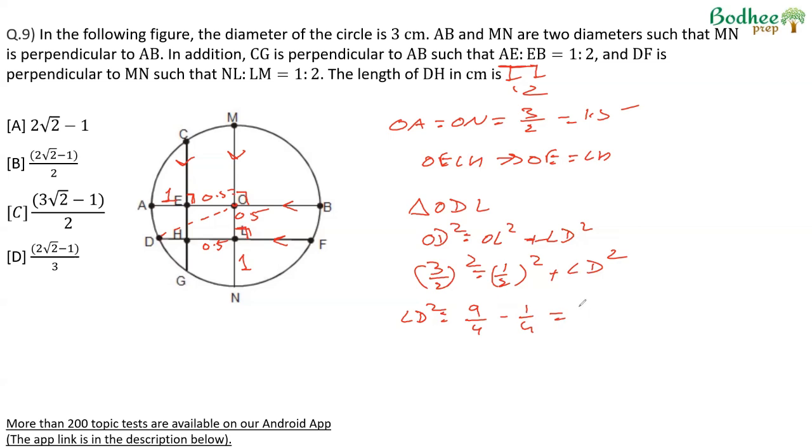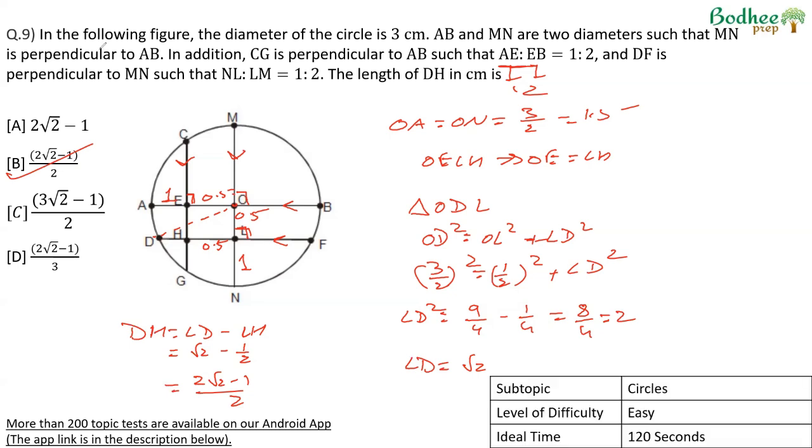LD square comes out to 8 by 4, which will be nothing but 2. Therefore, LD is nothing but root of 2. LD is root of 2, out of which LH is 1. So DH is nothing but LD minus LH. LD we have calculated as root of 2. LH we have calculated as 1 by 2. This becomes 2 root 2 minus 1 by 2, which is nothing but option B becomes my answer.